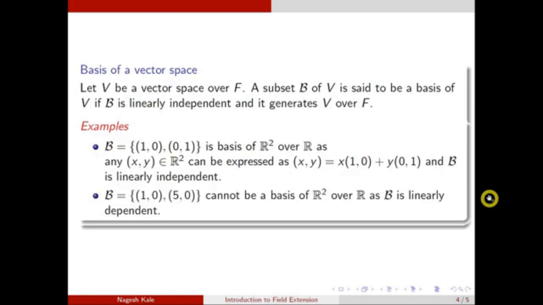But if we go to the next, then {(1,0), (5,0)}, this set cannot be the basis of R square over R, because (1,0) can be written as 1 upon 5 times (5,0), and (5,0) can be written as 5 times (1,0).